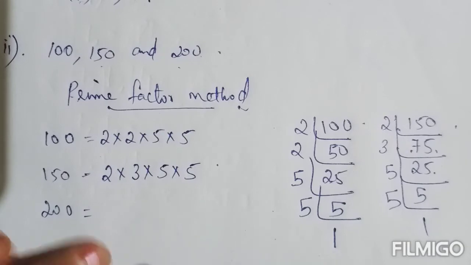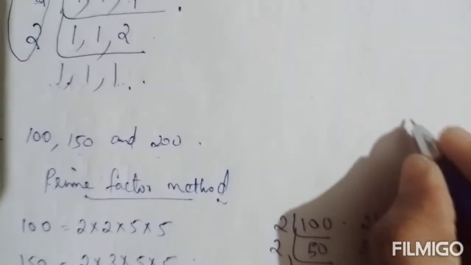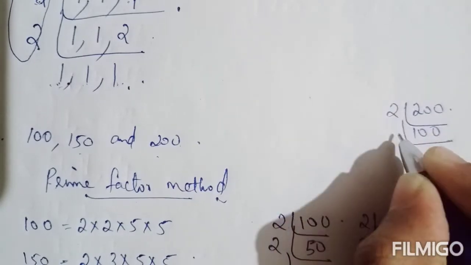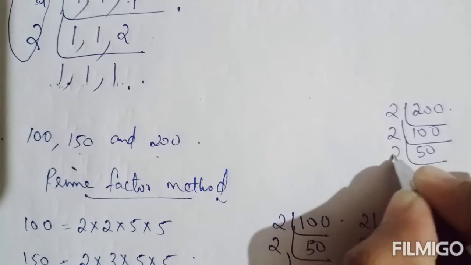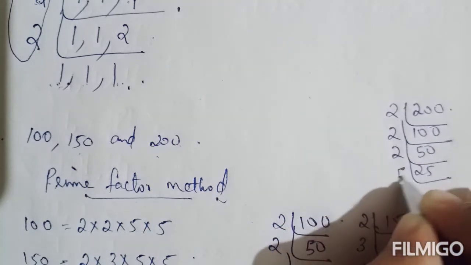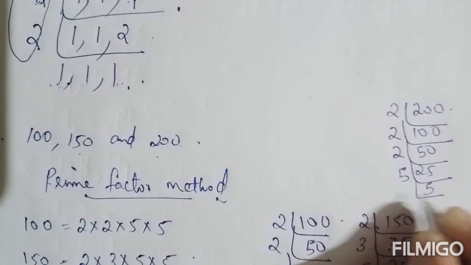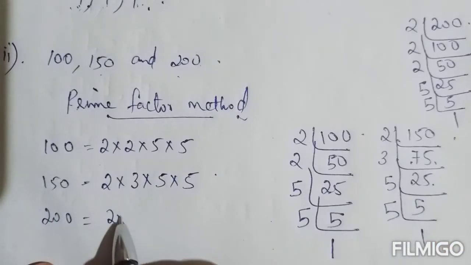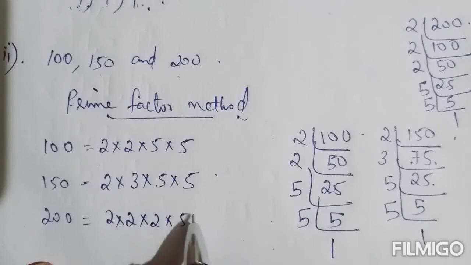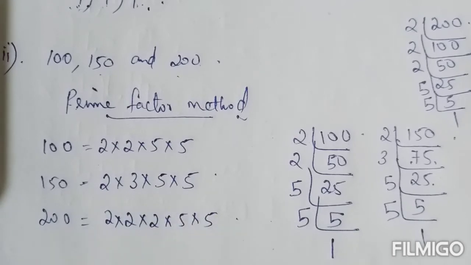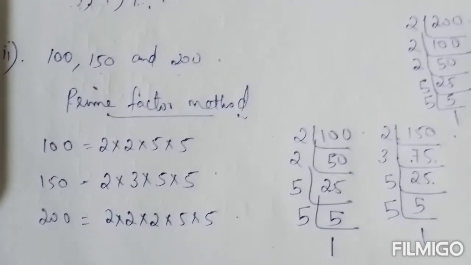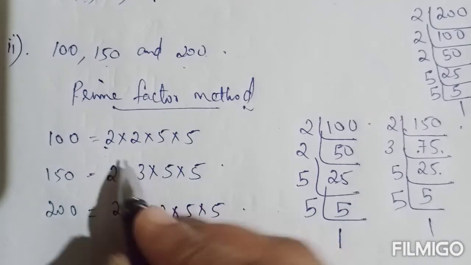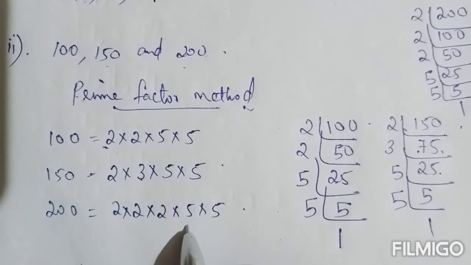Okay, next 200. So doing the prime factorization of 200, what we will get? 200 you can divide by 2, 100. 100 you can divide by 2, 50. 50 you can divide by 2, 25. 25 you can divide by 5, 5. 5 you can divide by 5, 1. So you will get 2 into 2 into 2 into 5 into 5. Okay, this is 200. Now we can see that the prime factors used are 2, 3 and 5.